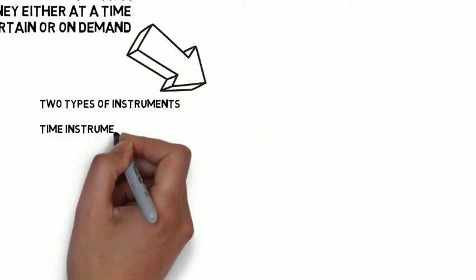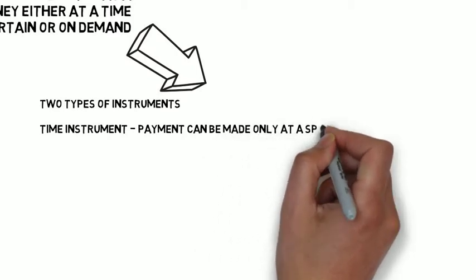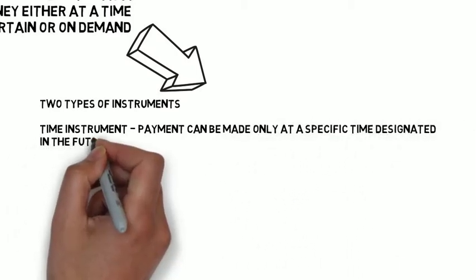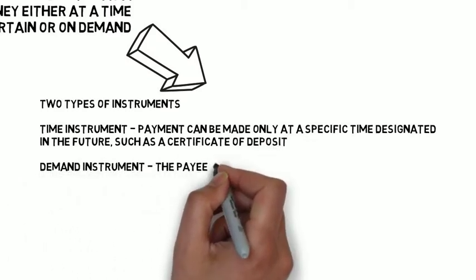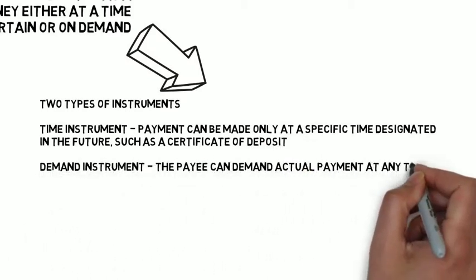A time instrument is a payment that can be made only at a specific time designated in the future, such as a certificate of deposit. A demand instrument is when the payee can demand actual payment at any time, such as a check.